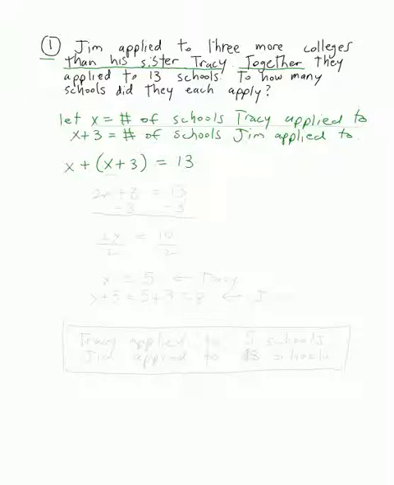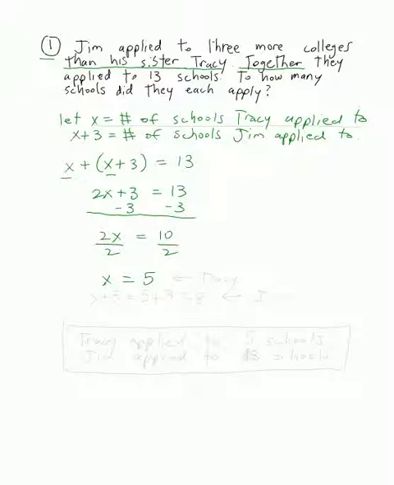Now let's go ahead and solve. So to solve this, we combine like terms. We have an x and an x. We get 2x plus 3 equals 13. Subtract 3 from both sides. We end up with 2x equals 10. Divide both sides by 2. We get x equals 5.